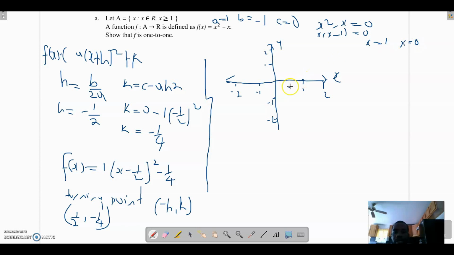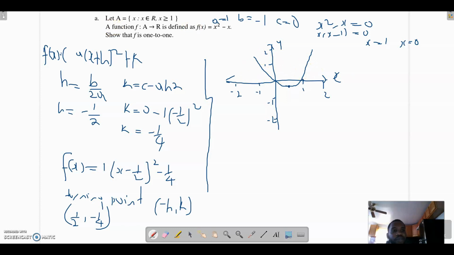So we can go right ahead and sketch a quadratic function. It's going to look something like this. That is what it would initially look like. Now, let us look at the restriction that was given. It says that the domain is such that x is greater than or equal to 1. So initially, this function wouldn't be 1 to 1, because if I were to draw a horizontal line, this would fail the horizontal line test, which means it would not be 1 to 1 or injective.